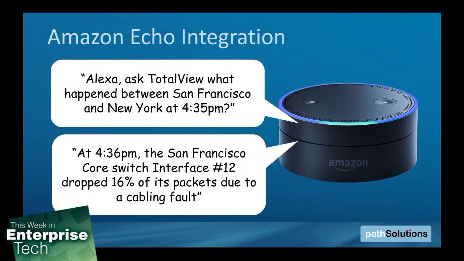Great. Well, you mentioned Google. What about Amazon? So yes, you're going to be able to use Amazon Echo Dot to be able to communicate to TotalView. So you'd be able to end up asking questions like this, where let's say you said Alexa, if you renamed your device, ask TotalView what happened between San Francisco and New York, and it would respond with, at 4:36 p.m., the San Francisco core switch, interface 12, dropped 16% of its packets due to a cabling fault. That way, you never even have to touch a keyboard, and you can get the relevant information analyzed as to what happened on the network to get the problem solved.